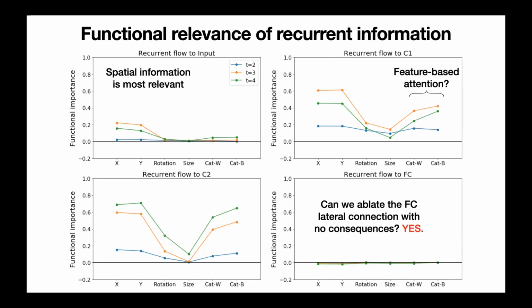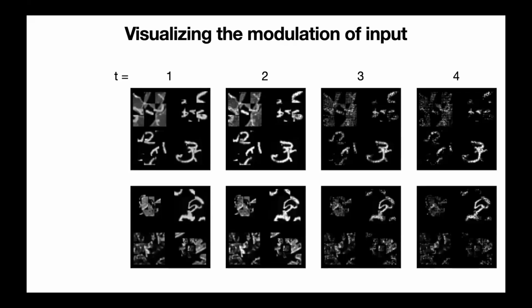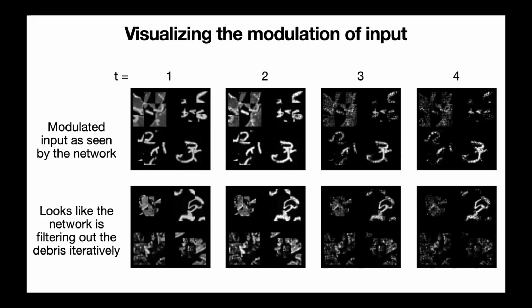So to visualize, this is the killer figure of the presentation. Since we also had connections back to the input, we can visualize what the network was doing to the input, and it looks something like this. Basically, the network is taking this very cluttered image and filtering out the noise. This is the modulated input as seen by the network, and it's iteratively doing so in time so that the real digit sticks out more.